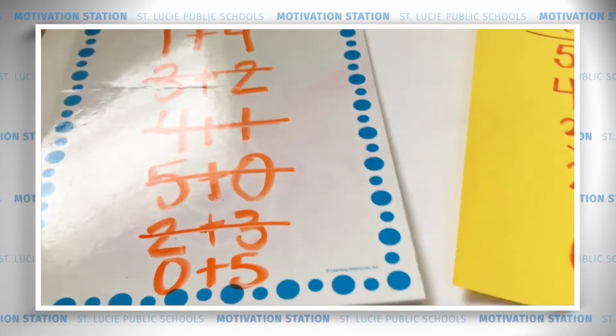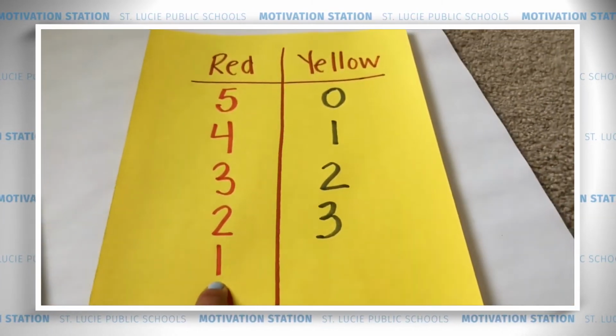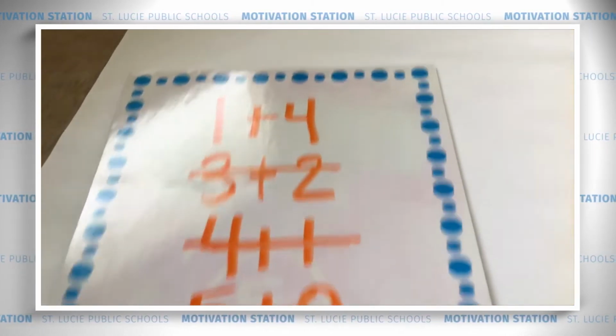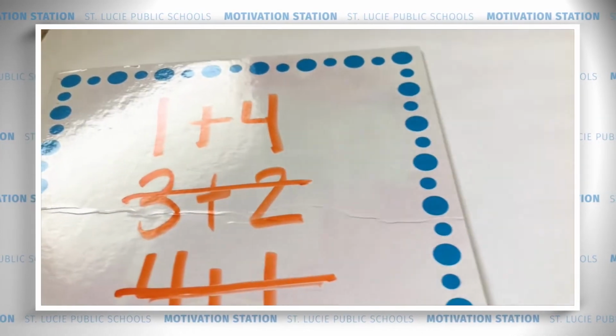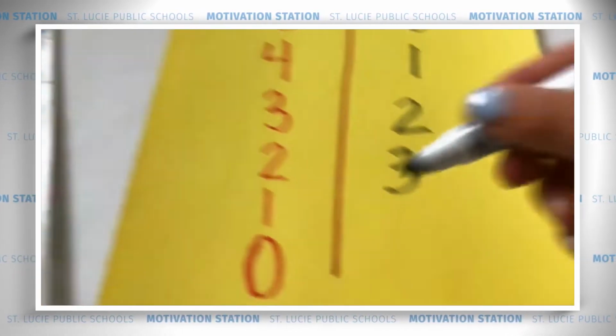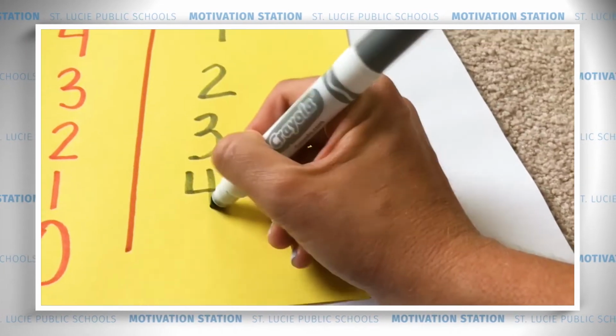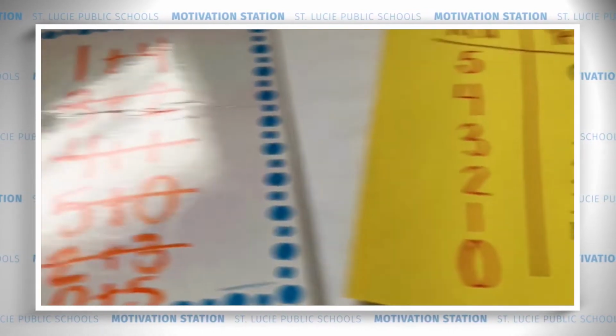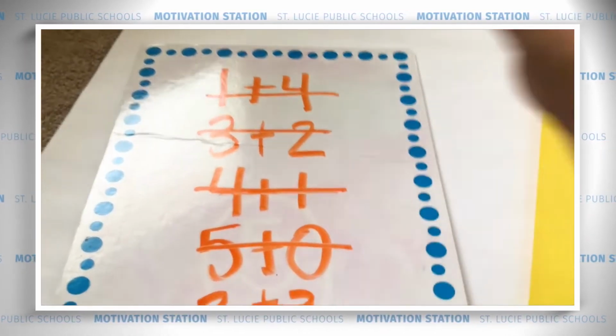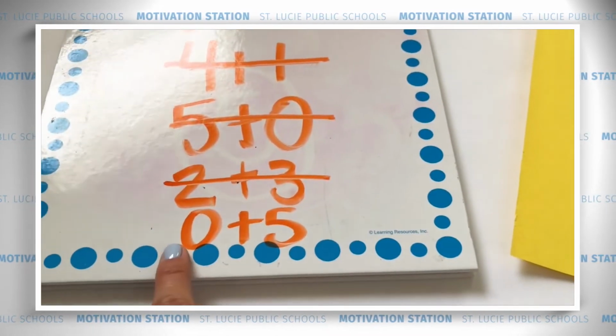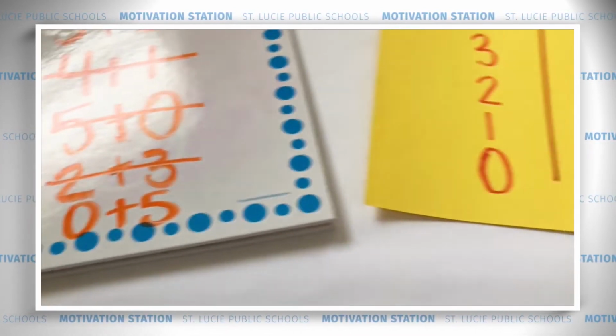Cross that one out. Now we have 1 red. Oh, here we go. 1 red plus, then that will give us 4 yellow. 1 red, 4 yellow, that equals 5. Okay, and then our last combination, 0 red plus 5 yellow.